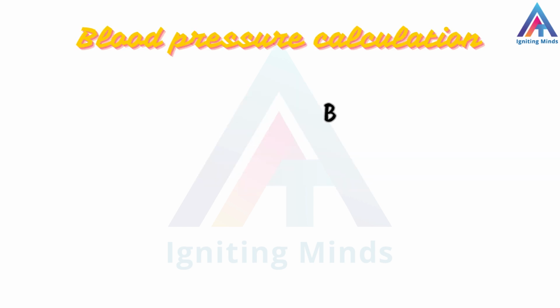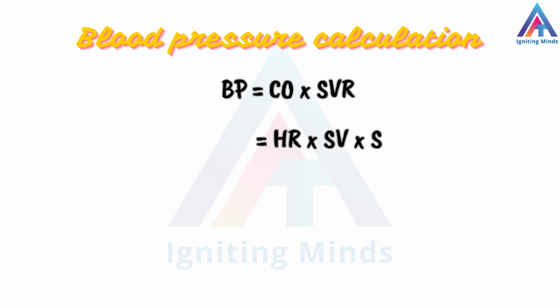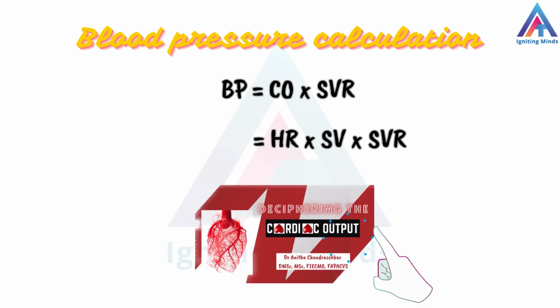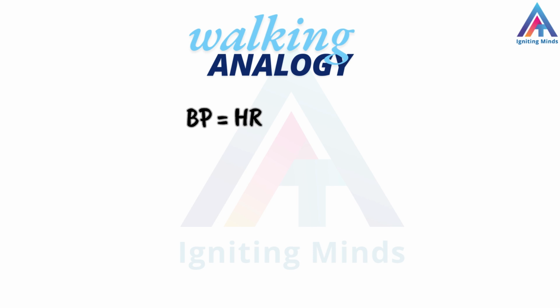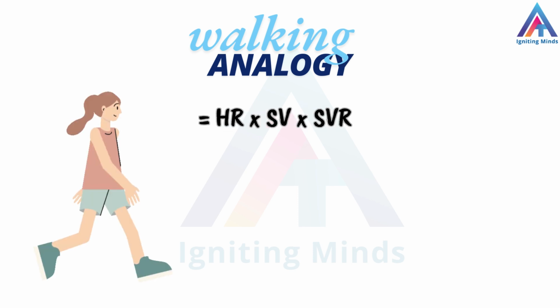How do you calculate blood pressure? It is a product of cardiac output and systemic vascular resistance. Cardiac output is calculated as heart rate times the stroke volume. I hope you remember this equation from my last lecture on cardiac output. Please feel free to have a revision of it for better understanding. So BP can be calculated by multiplying heart rate, stroke volume, and systemic vascular resistance.